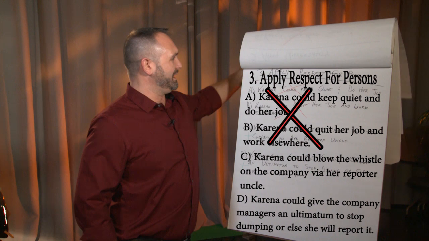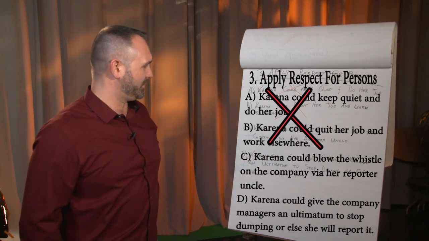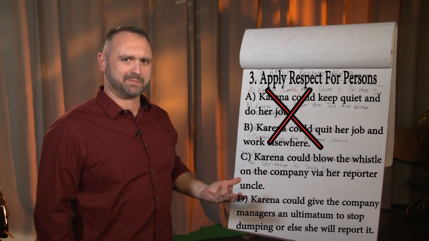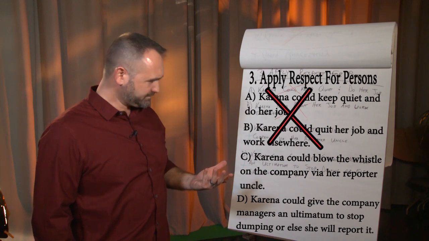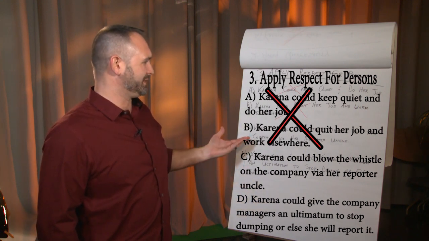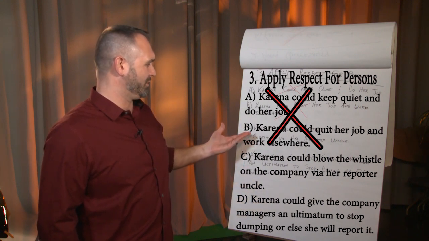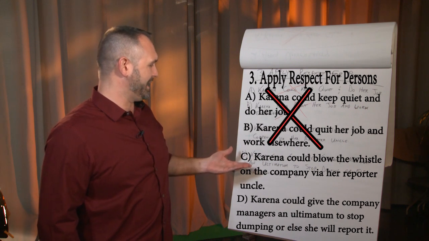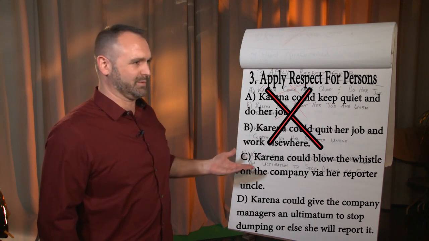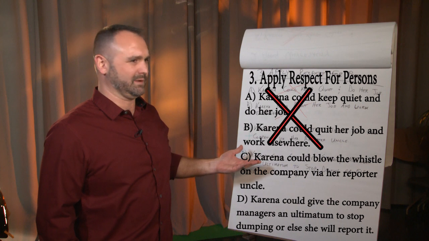Now we have to apply the respect for persons rule, which tells us we should eliminate any options that exploit people. Is it the case that by blowing the whistle on the company via her reporter uncle, or by giving the company manager an ultimatum to stop the dumping or else she'll report it, Karina is exploiting anyone?